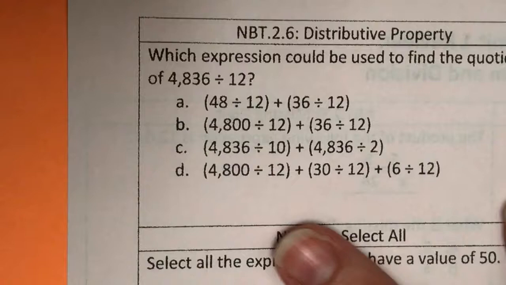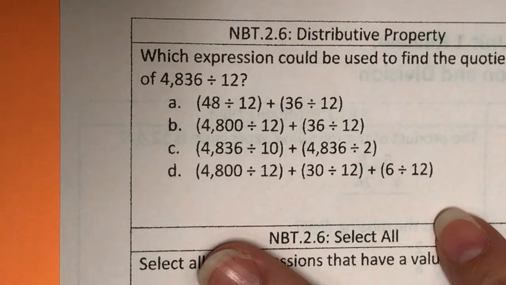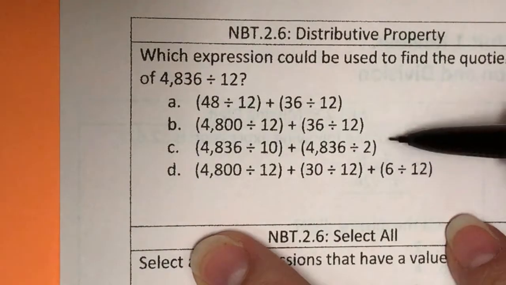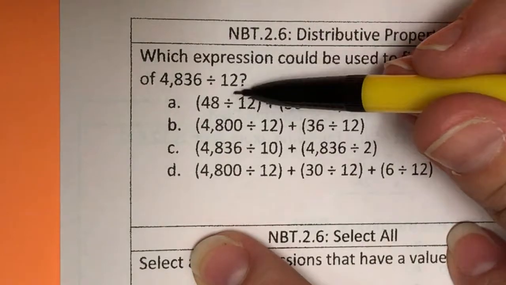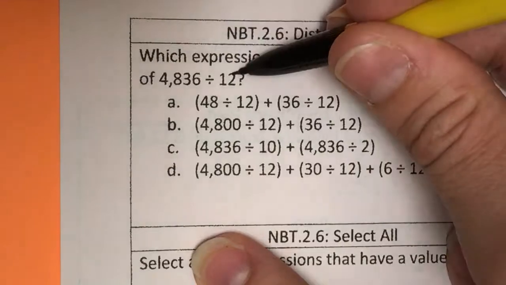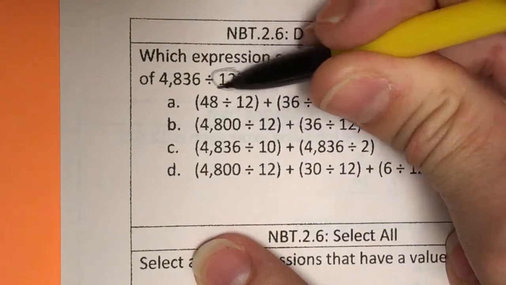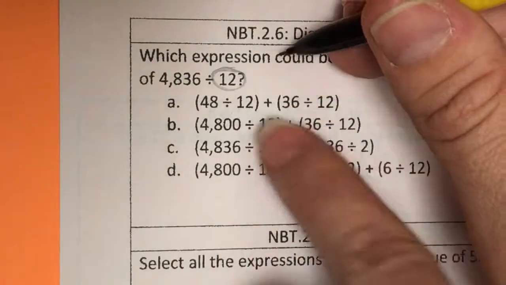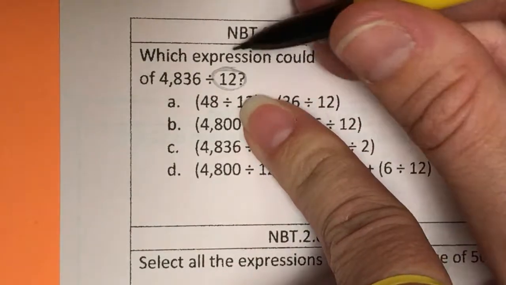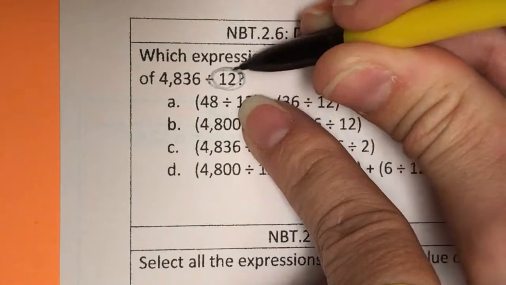Okay, on the back side it says, which expression could be used to find the quotient of 4,836 divided by 12? When we learned this, we were talking about the distributive property, and we said that we can sometimes divide quickly if we find basic facts that we can multiply by 12 in this instance together first. Our divisor cannot be broken up. Our divisor has to stay 12. I can't take 4,000 and split it by 10 people and then split the leftovers by 2 because it wouldn't be equal groups. So you can't ever split up your divisor.